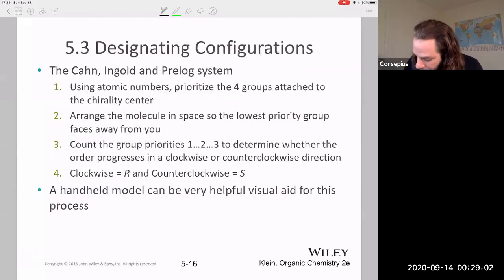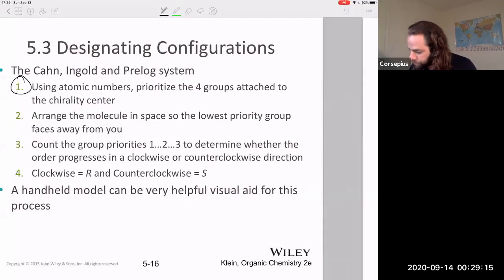This is the first step, and this is just what this lecture is. Everything else will be done in the 3rd lecture. This is what we're going to focus on first, just assigning priority to those 4 groups. So let's see how this is going to be done.